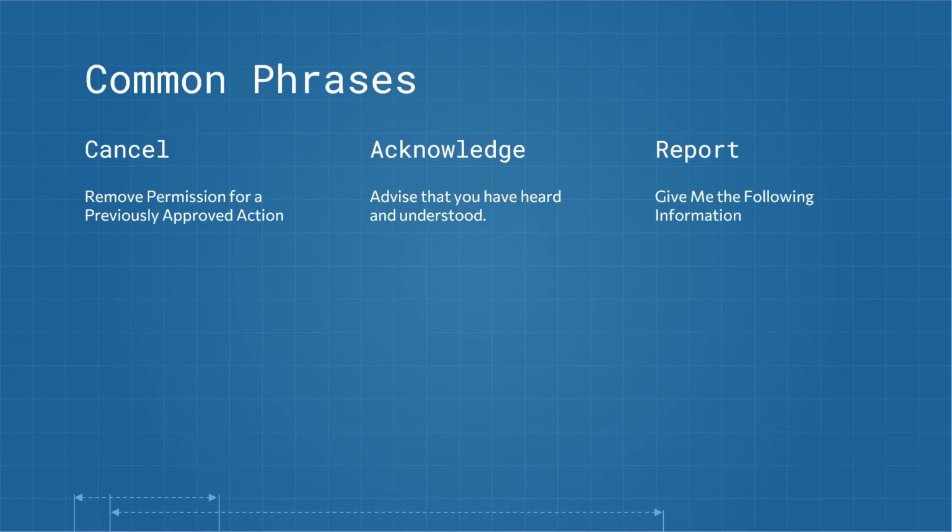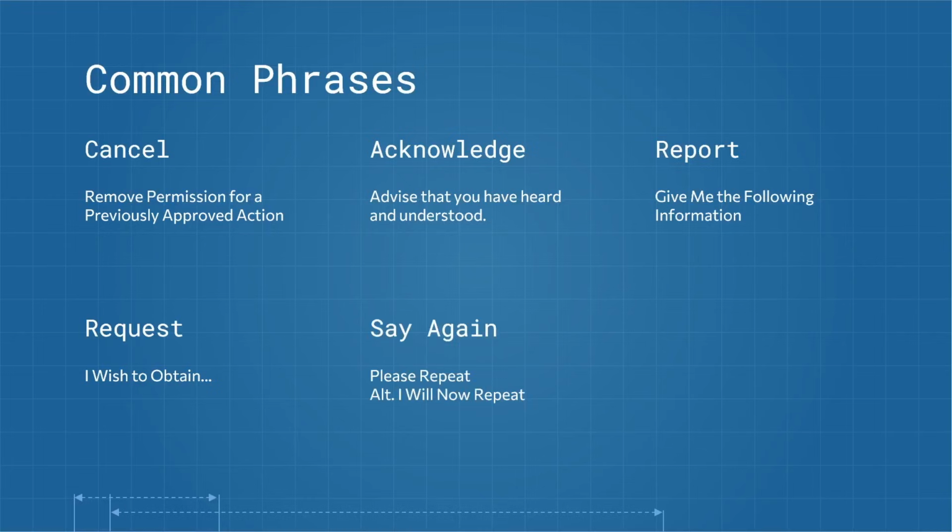Report is mainly used by controllers to request information from someone. For example, Speedbird 221 reports runway in sight. Request is used by pilots to request certain information or approvals from ATC. For example, Speedbird 221 requests taxi. Say again can have two meanings. The first and most common is a request from one station asking the previous station to repeat their last transmission as it was not understood or heard.